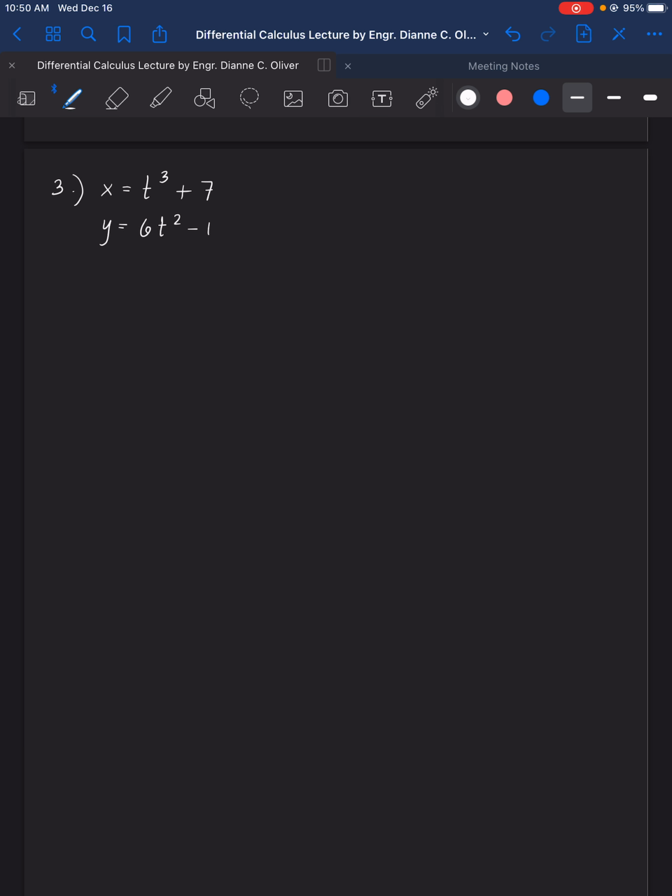For number 3, we have x is equal to t raised to 3 plus 7. Then y is equal to 6t squared minus 1. Again, let's do the pattern. So we have there the derivative of x with respect to t. We have 3t squared plus 0. That is equal to 3t squared. The derivative of y with respect to t, we have there 12t minus 0. That is equal to 12t.